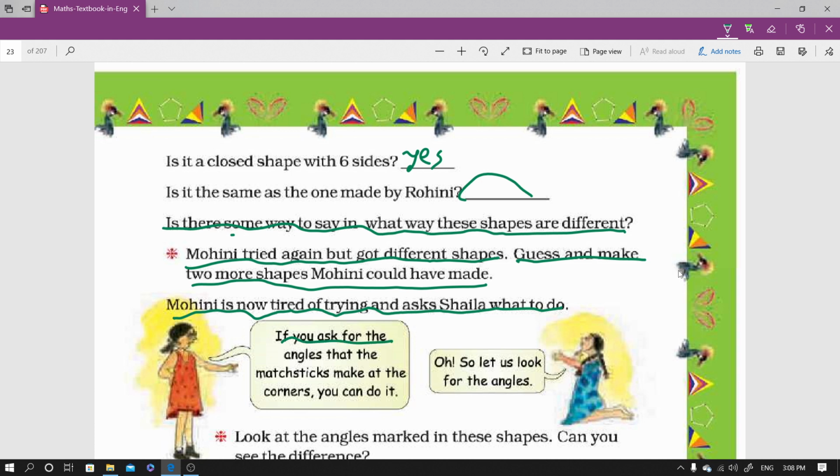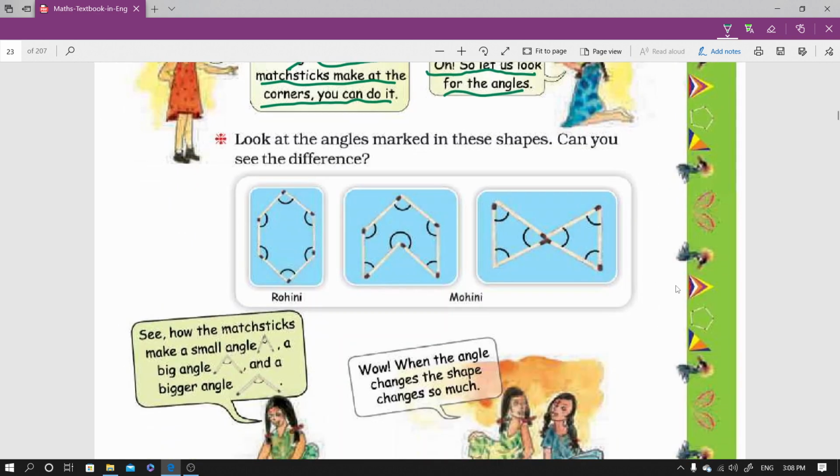If you ask for the angles that the matchsticks make at the corners, you can do it. Oh, so let us look for the angles. Look at the angles marked in these shapes. Can you see the difference?